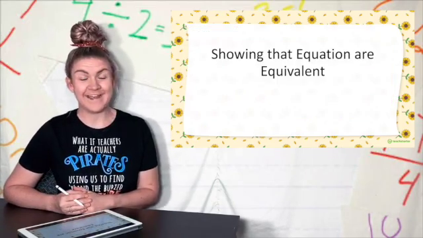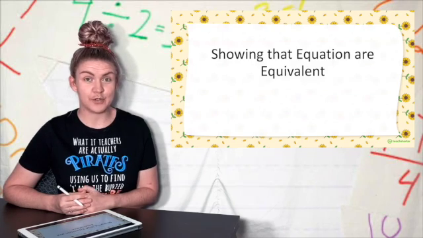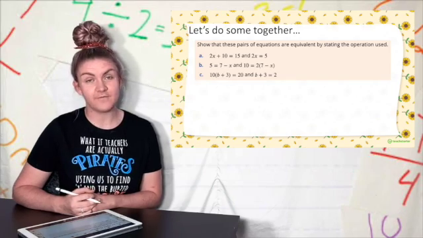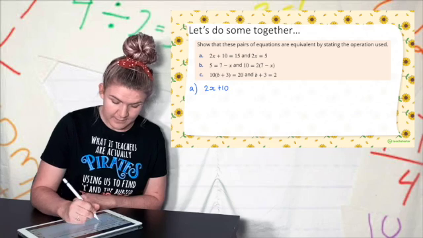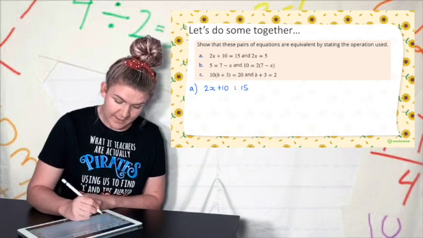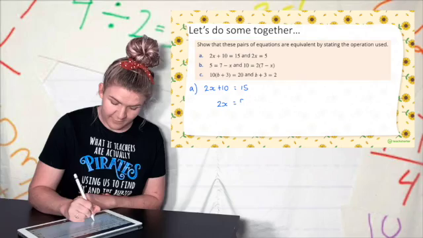Now we're going to try and figure out how two equations are true by figuring out what operation has been done to both sides. The first step here is to write them above each other. A, 2x plus 10 equals 15, and 2x equals 5.